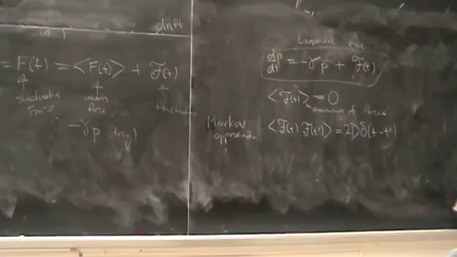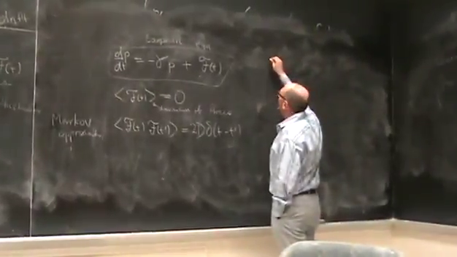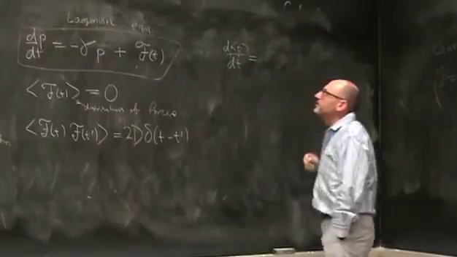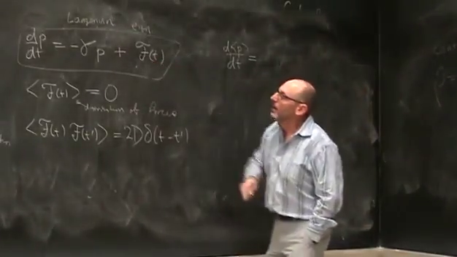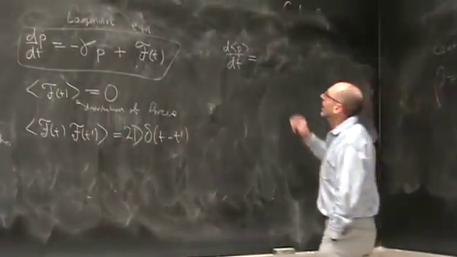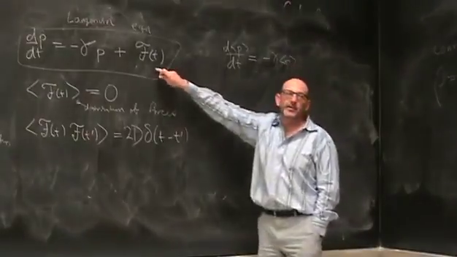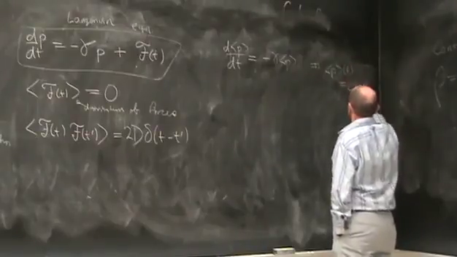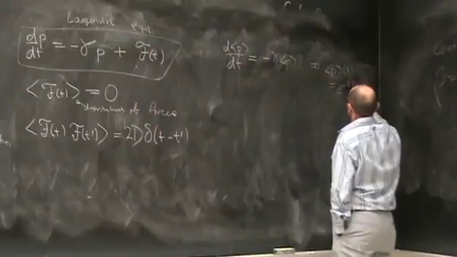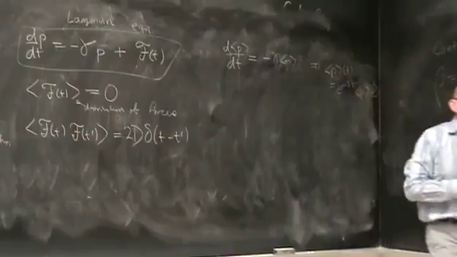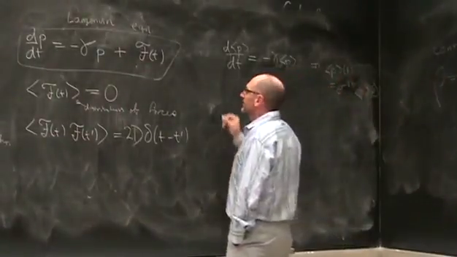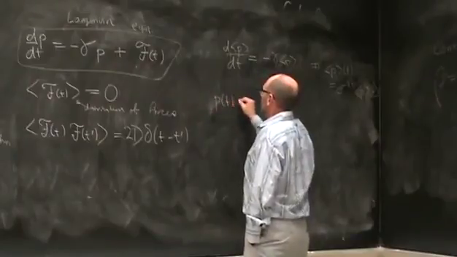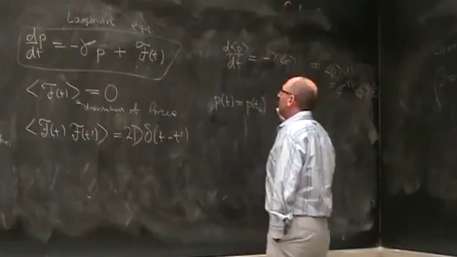So, for example, if I wanted to ask, how does the mean momentum change as a function of time on average? This is now averaging over the bath forces. Well, that's this, because this average is zero. And so on average, it damps. That's what we expect. But now we can also ask about the fluctuations. Well, to do that, let's do a formal integration of this equation.